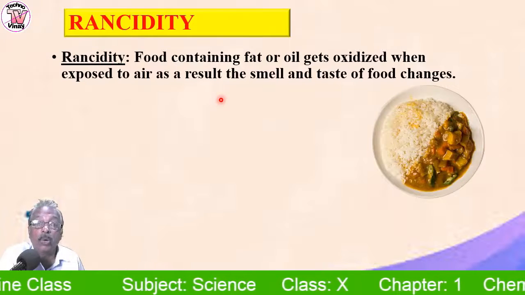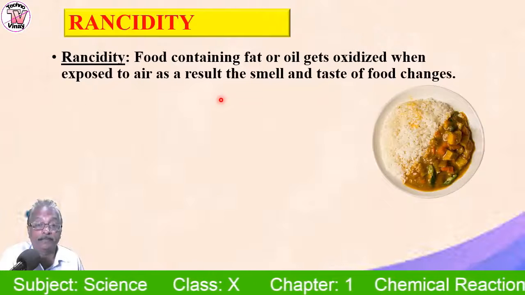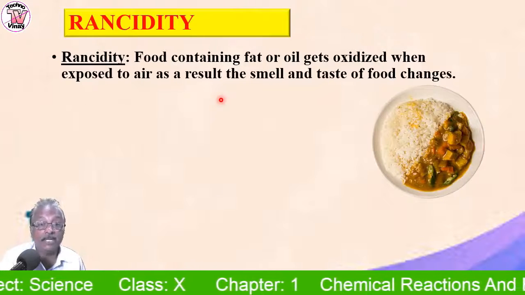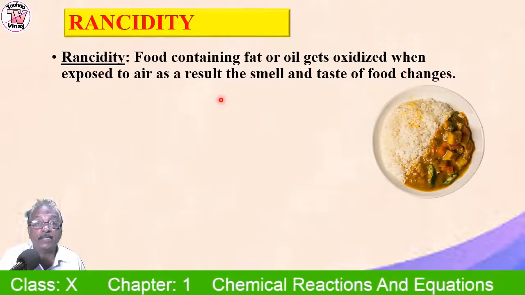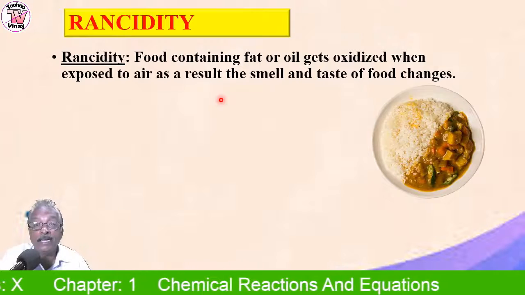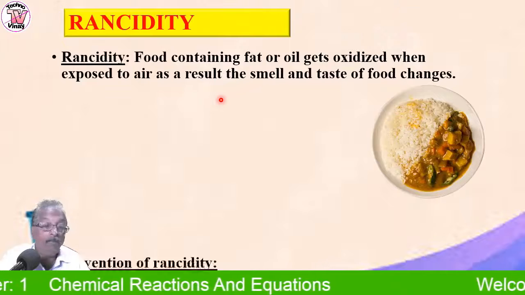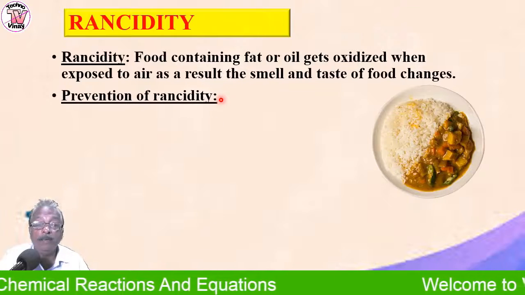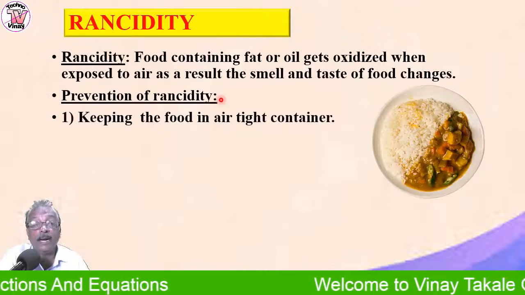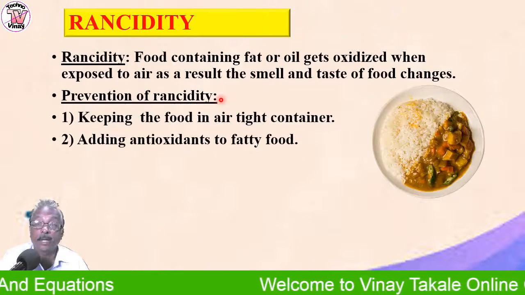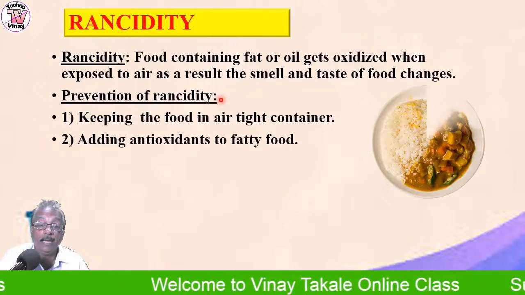Rancidity is a process where food which contains fat or oil changes. Normally for the vegetables we cook at home, we use oil. So when they are exposed to air, they get oxidized and the smell and taste change. This process is known as rancidity. So how will you prevent food from getting rancid? You have to keep the food in an airtight container. You have to add antioxidants to fatty food.